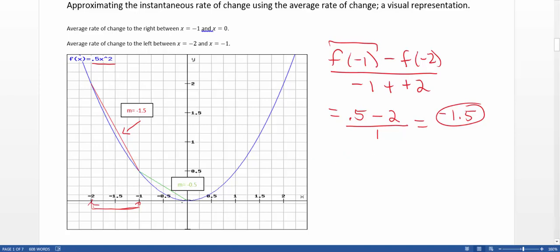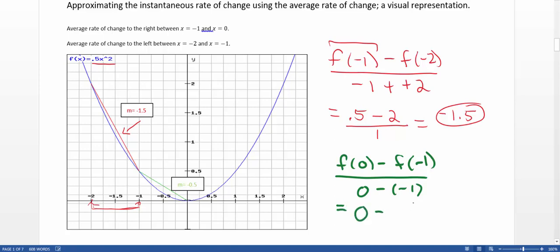So to the right, I'm using the point 0 and x equals negative 1. So I'm going to do f of 0 minus f of negative 1 divided by 0 minus negative 1. So f of b minus f of a over b minus a. Now, it's not a coincidence that I went 1 unit to the left of negative 1 and 1 unit to the right of negative 1. I want to be consistent in how close I am to negative 1. So since I went 1 unit to go to negative 2, I also went 1 unit to go back to 0.